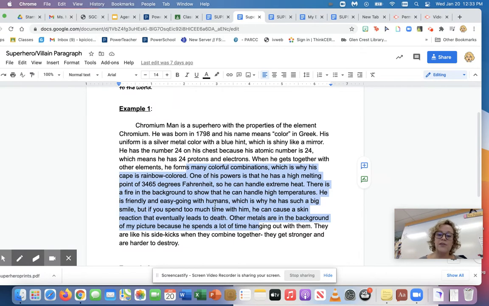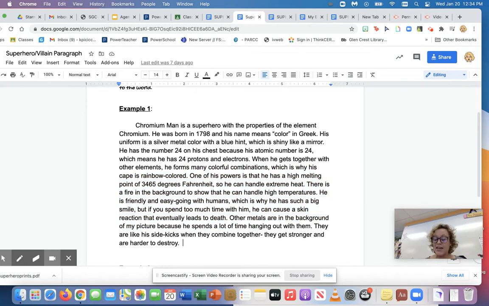He is friendly and easygoing with humans, which is why he has such a big smile. But if you spend too much time with him, he can cause a skin reaction that eventually leads to death. Fun. Other metals are in the background of my picture because he spends a lot of time hanging out with them. They are like his sidekicks. When they combine together, they get stronger and are harder to destroy.